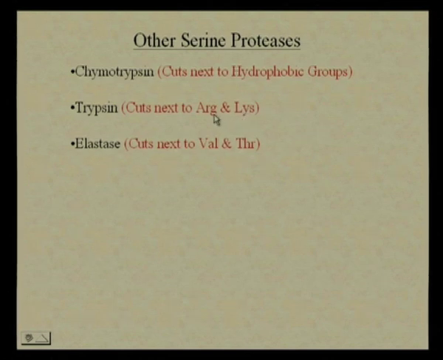Okay? So, if we have arginine and proline, why do you think so? Because it is going to distort the polypeptide chain. So, it will not fit into the active site, as simple as that. If it cannot fit into the active site, it cannot be cleaved. Okay?